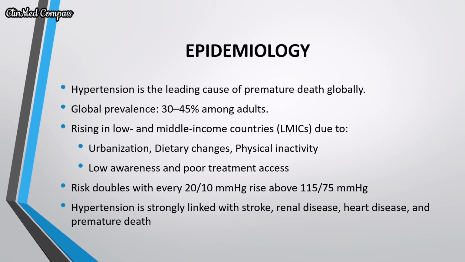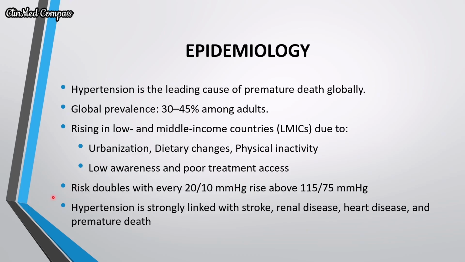Let us look at the epidemiology of hypertension. Hypertension is the leading cause of premature death globally. Currently, about 30 to 45% of adults are affected, and the numbers are rising in low and middle income countries. Why is this? Reasons include urbanization, sedentary lifestyles, poor diets, and limited access to healthcare.